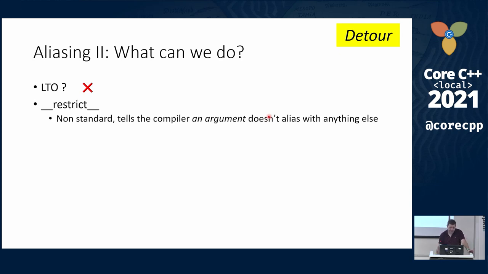There is a canned solution in the form of restrict. This form with the underscores before and after is the GCC and the Clang form. If you use C, you use it without the underscores, and it's an official keyword. This is useful if you're lucky and the aliasing you're trying to battle is on an argument to a function.